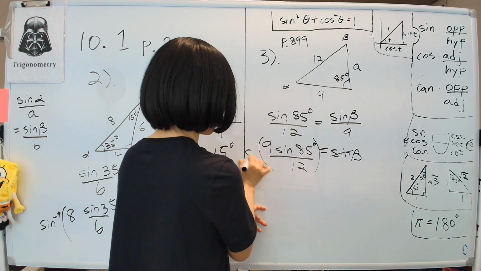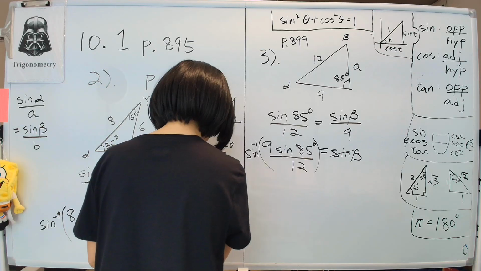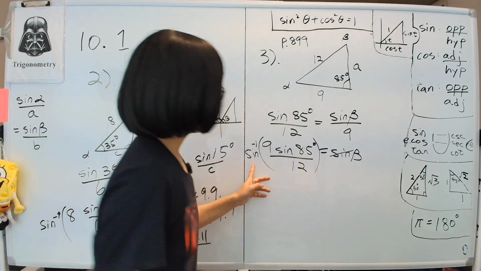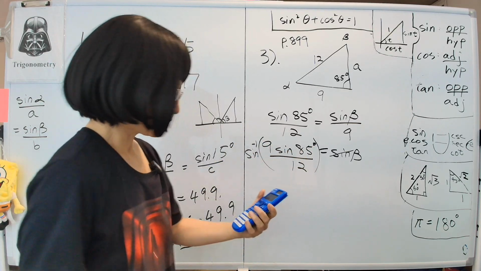Sine inverse, sine to the power minus 1. That is sine, it's not to the power, it's just written that way. So the inverse sine of all this stuff is going to give us beta. Okay, so let's do that.